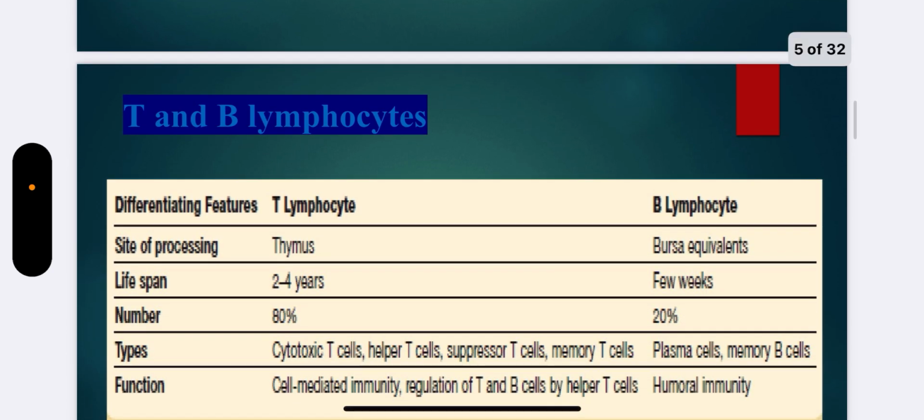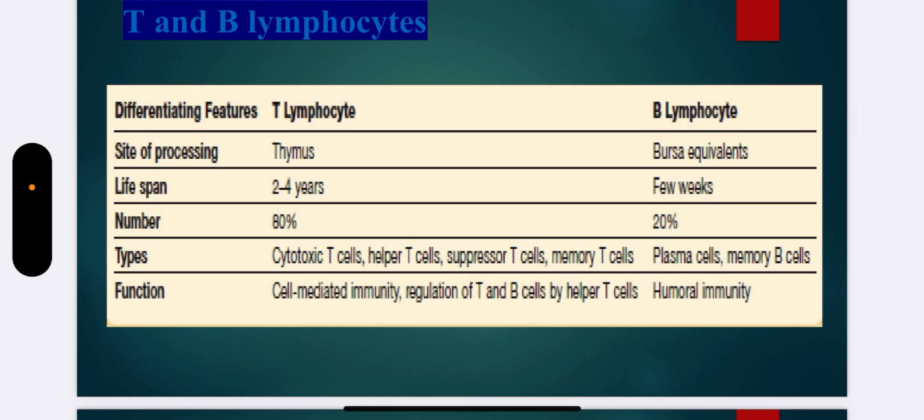Now about T and B lymphocytes. Only 2% of the lymphocytes are in the peripheral blood. The rest, 98%, are in the lymphoid organs. As you can see in this table, the site of processing is different in both. In the thymus, T lymphocytes get processed, and in the bursa of Fabricius equivalents, it is for B lymphocytes.